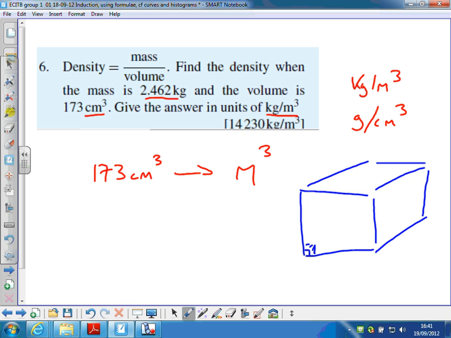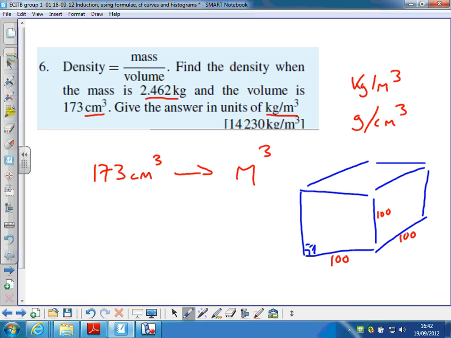1 million, right. Why 1 million? Well done. Yep, 100, not times 3, 100 to the power of 3. 100 times 100 times 100. 100 lots of 100 lots of 100 in there. So that's 1 million. So there's 1 million cubic centimetres in a cubic metre, not 100.